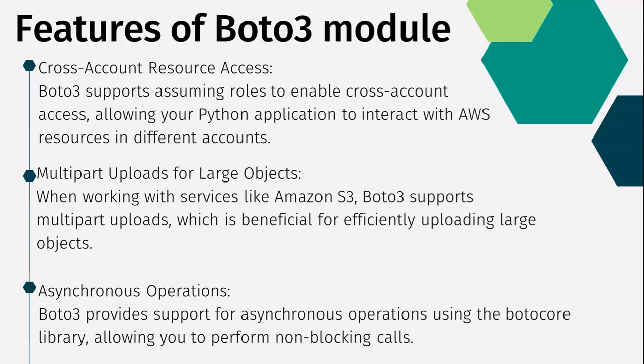Asynchronous operations. For asynchronous operations, let's take an example. When you make a call to an AWS service using Boto3, there might be a situation where you may get some delay to complete it. So imagine you are asking AWS to perform a task and you don't want your program to sit and wait until it's done. Instead, you'd like your program to continue doing its work while AWS works on the task in the background. This is called asynchronous operations.